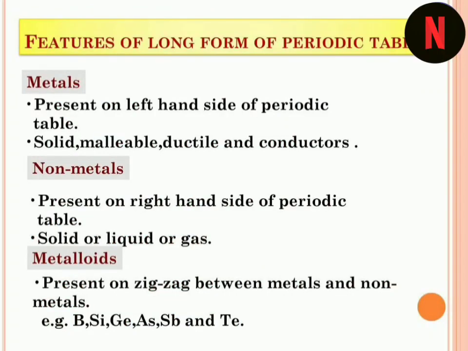Metals are present on the left side of the periodic table. They are solid, malleable, ductile and conductors. The nonmetals are present on the right side of the periodic table. They are solid, liquid or gas. Metalloids are present in a zigzag area between the metals and nonmetals. Examples are boron, silicon, germanium, arsenic, antimony, tellurium.